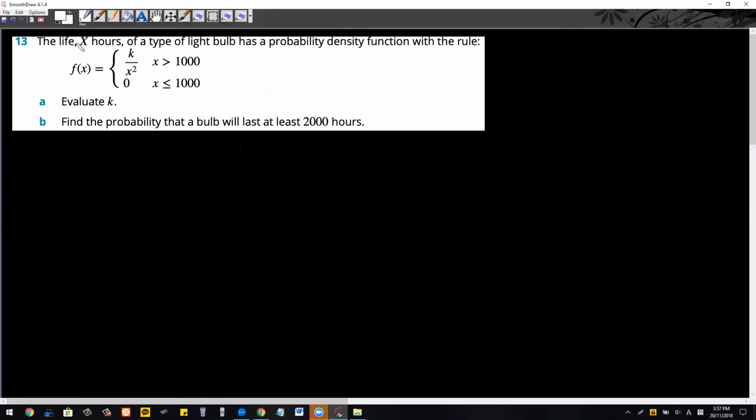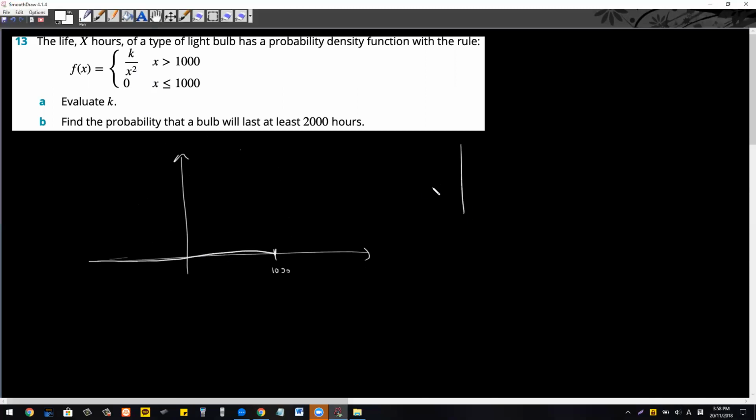All right. So the life x hours of a type of light globe has a probability density function like that. So that means every single one of them has a lifetime of more than 1,000, doesn't it? Yep, that's true. So the function will look like this. This is 1,000 here, and this is just 0. And then it's k over x squared.